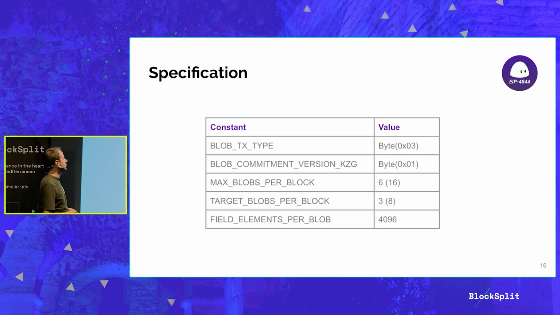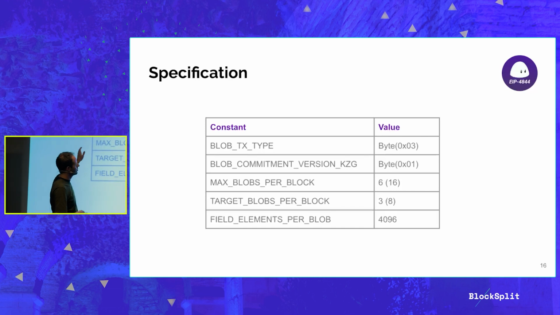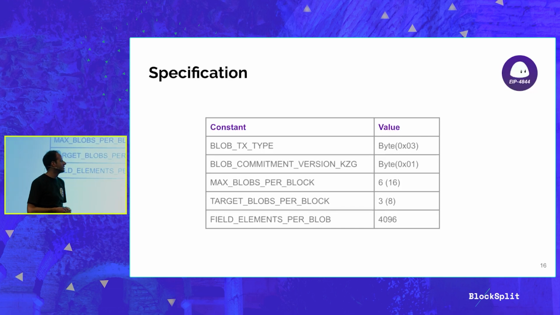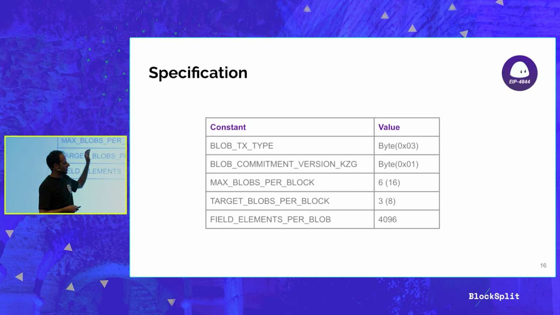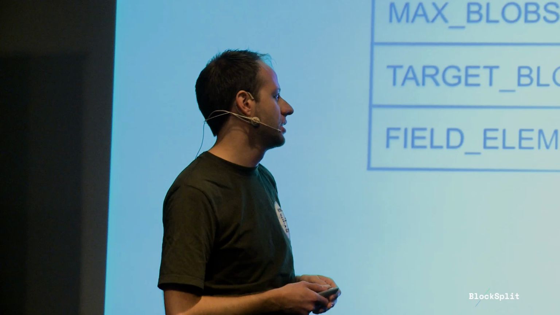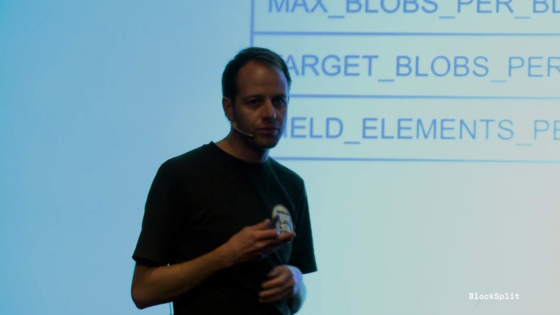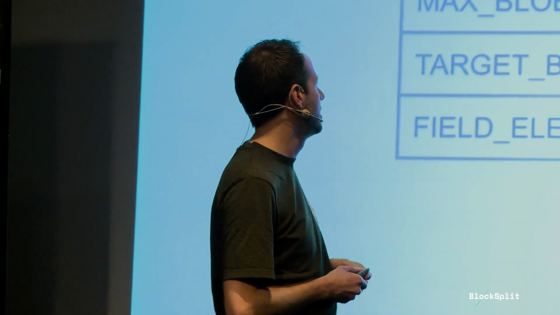And a little more about details. To enable blobs, we need to add a new transaction type. It will be type 3. Each blob commitment will have a version. Currently, we only have version 1, but it enables us to add new improvements by changing this version number.